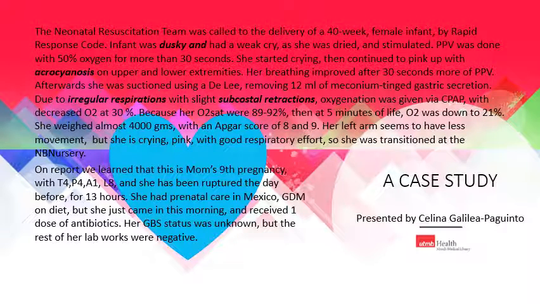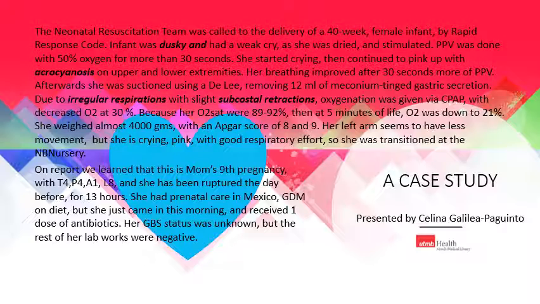Our case study. The neonatal resuscitation team was called to the delivery of a 40-week female infant by rapid response code. Infant was dusky and had a weak cry as she was dried and stimulated. PPV was done with 50% oxygen for more than 30 seconds, where she started crying vigorously and then continued to pink up with acrocyanosis on the upper and lower extremities. Her breathing improved after 30 seconds more of PPV.